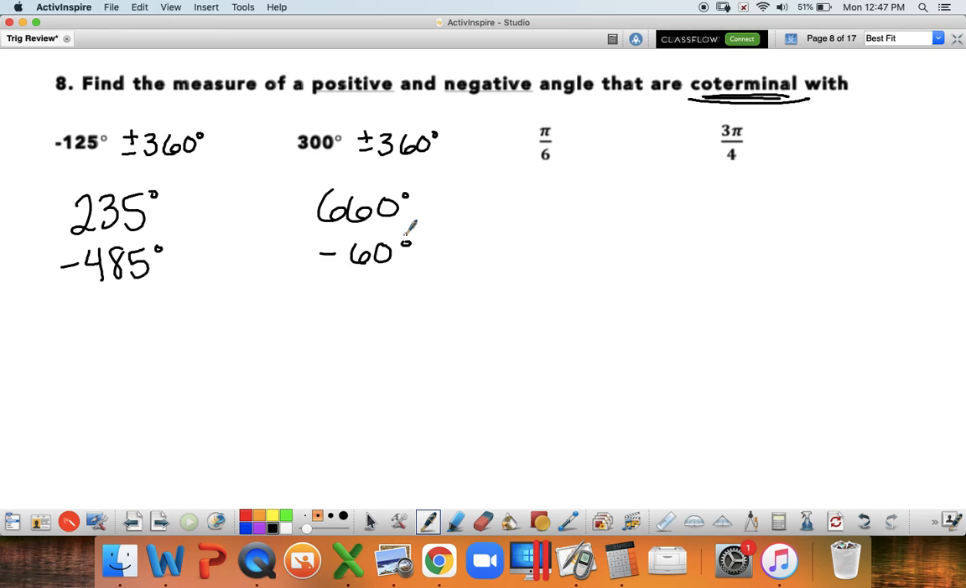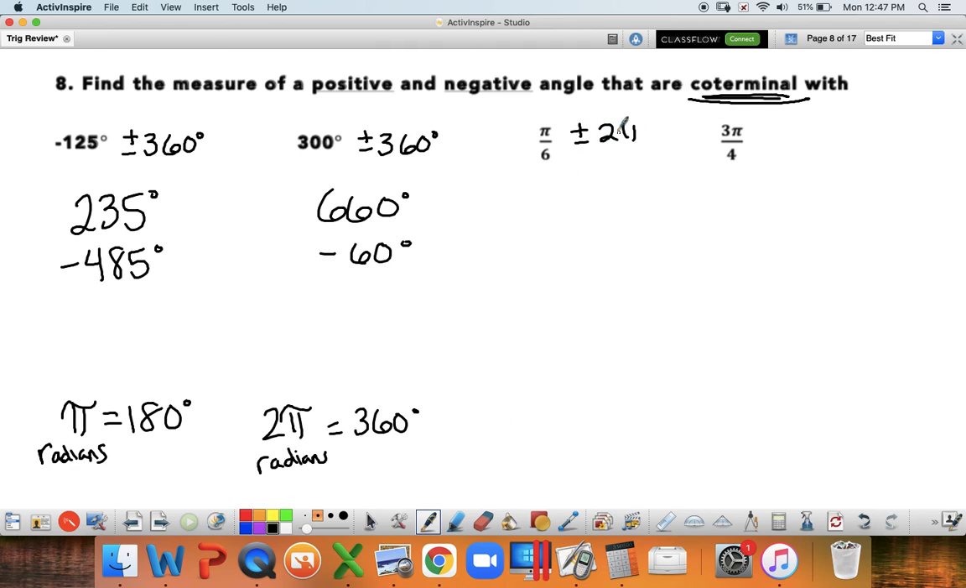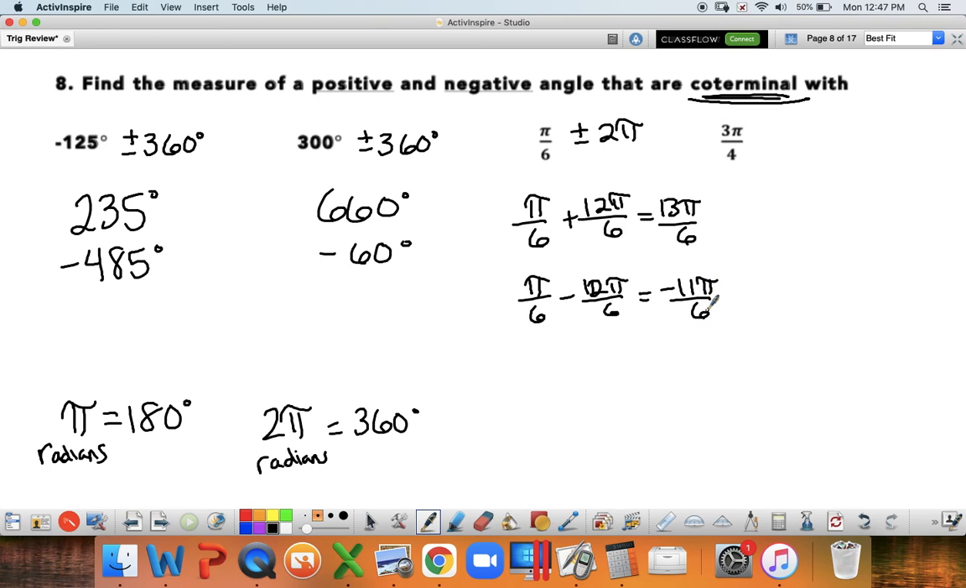Now, I need to do the same thing, but in radians. One of the big units we need to remember is that pi radians is equal to 180 degrees. 2 pi radians, therefore, is equal to 360 degrees. So I need to add or subtract 2 pi radians from here. This means you're going to have to do a little bit of fraction math, because remember, when I add or subtract fractions, I need to have the exact same denominator. So I'm going to rewrite 2 pi as 12 pi over 6. So I wind up with 13 pi over 6 and negative 11 pi over 6. Go ahead and try 3 pi over 4 on your own.